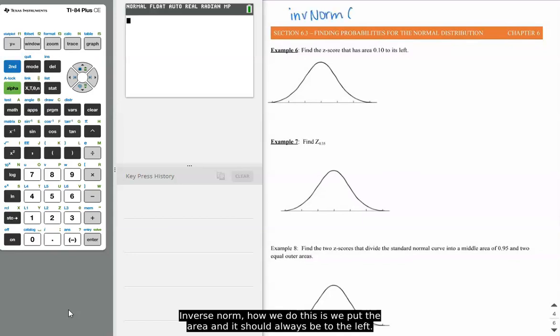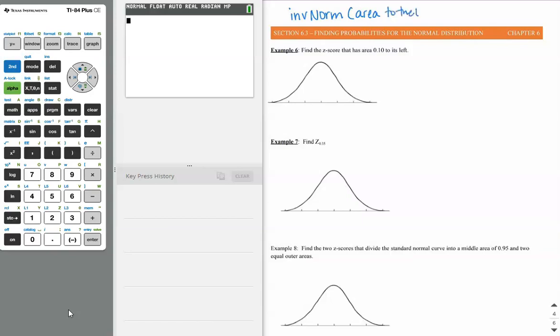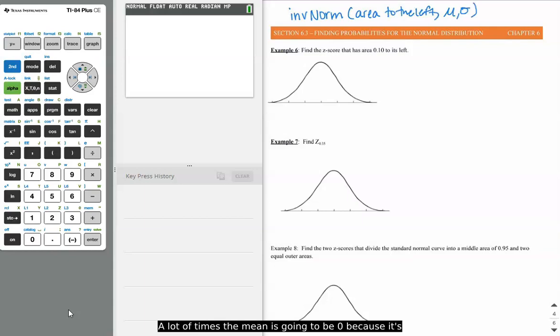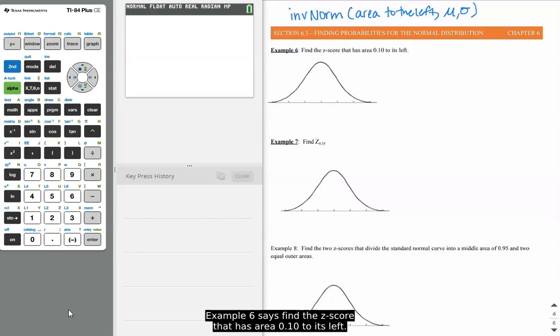And so with our inverse norm, how we do this is we put the area, and it should always be to the left. So it's not always given to the left, but it should be the area to the left, comma, whatever the mean is, comma, whatever the standard deviation is, right? So a lot of times the mean is going to be 0 because it's the standard normal curve, and then sigma will be 1. So example 6 says find the z-score that has area 0.10 to its left. So it's saying 0.10 to its left.